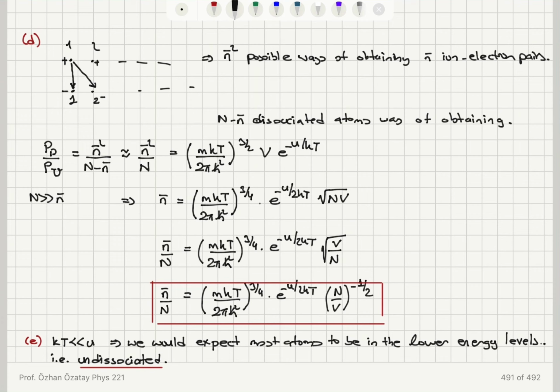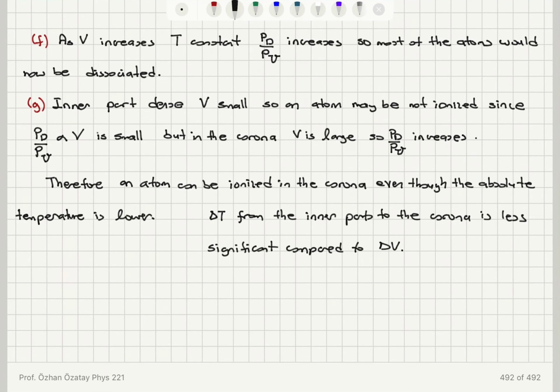And when kT is much less than U, if the temperature is very low, we would expect that the atoms would be in their lowest possible energy states. That would mean undissociated. As the volume increases at constant temperature, this probability ratio increases, so most of the atoms would now be dissociated with volume.